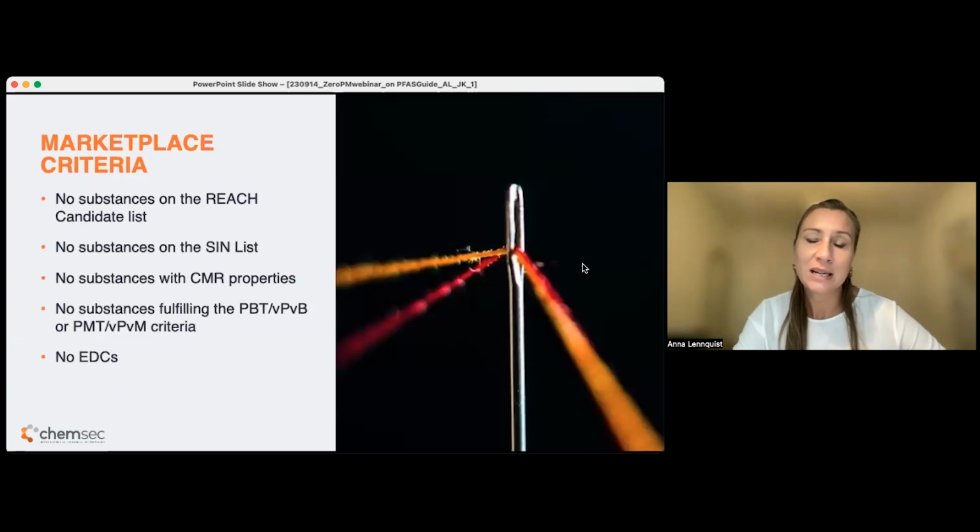So we also have criteria, of course, for the alternatives published on the marketplace, that those should be safer, and this means that they should not hold the same properties as substances on the SList, or not have any SVHC properties or similar to be published.